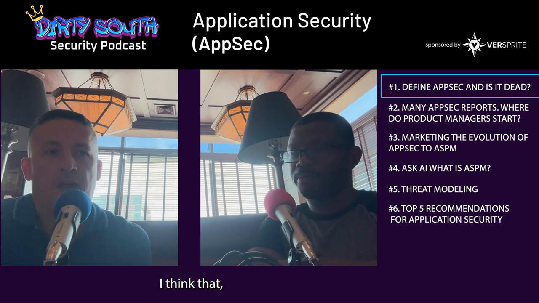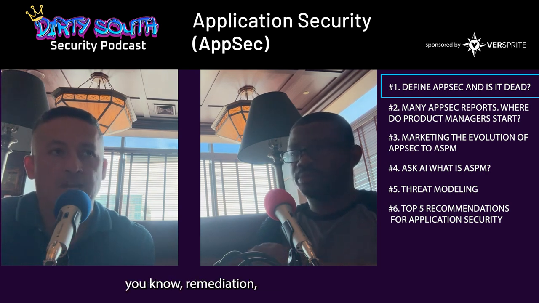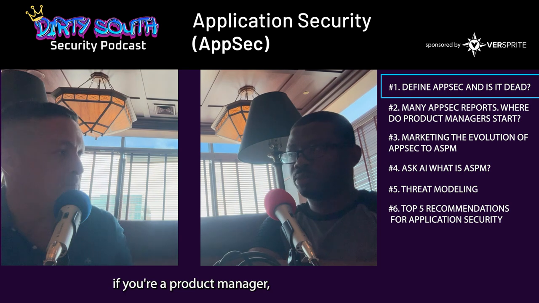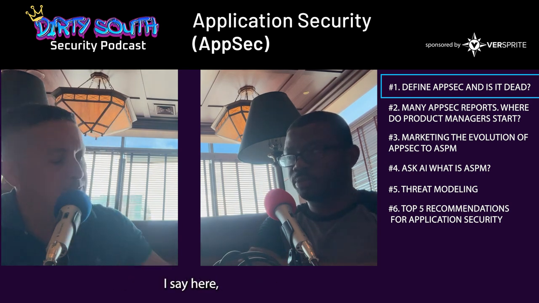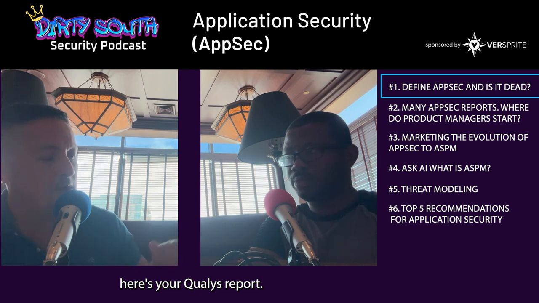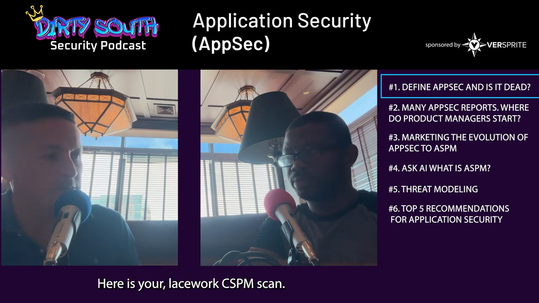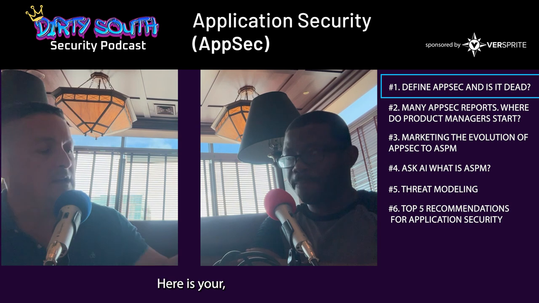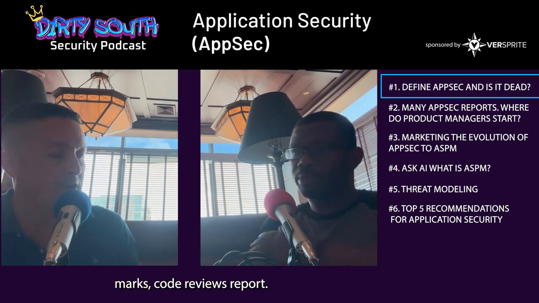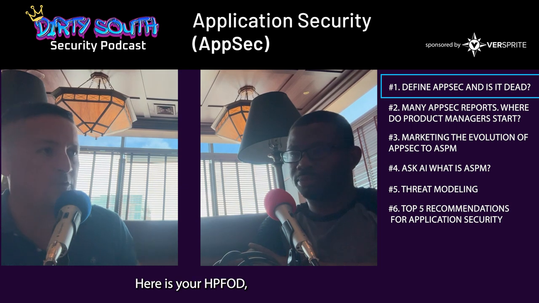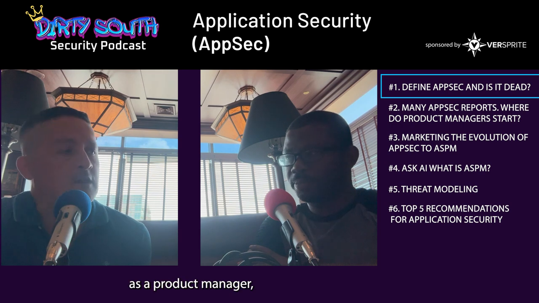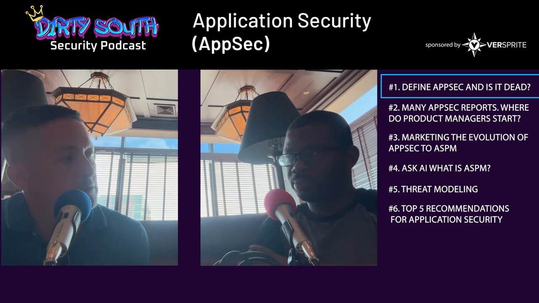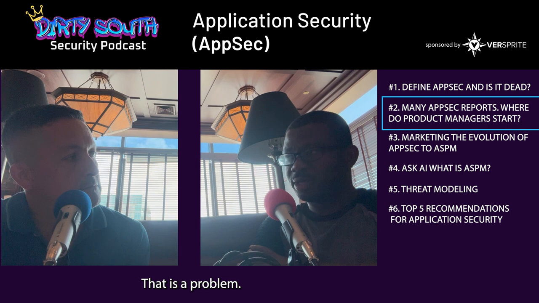Number two, I think that remediation queues, oftentimes, if you're a product manager, this is what's happening today, ladies and gentlemen. I go to you and I say, here is your Qualys report. Here is your Lacework CSPM scan. Yeah. Here is your Checkmarx code review report. Yeah. Here is your HP FOD dynamic scan or Veracode. Yeah, Black Duck, whatever, all those. Yeah. As a product manager, where do you start? That is a problem. That is a challenge.